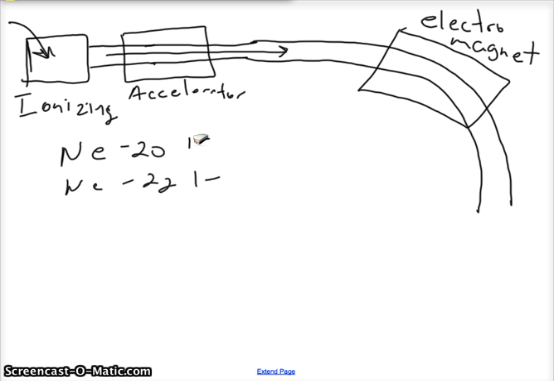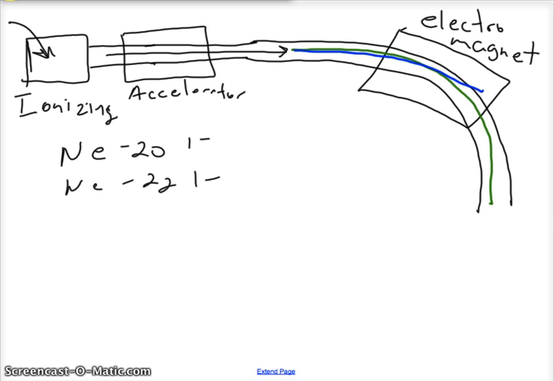So if we just turn our magnetic field up a little bit, we'll get the neon 20. I'll do that in green. The neon 20 will bend down the tube, whereas the neon 22, we'll do that in blue, because it's heavier, it's not going to bend as much, and it's actually going to hit the edge of the tube somewhere.